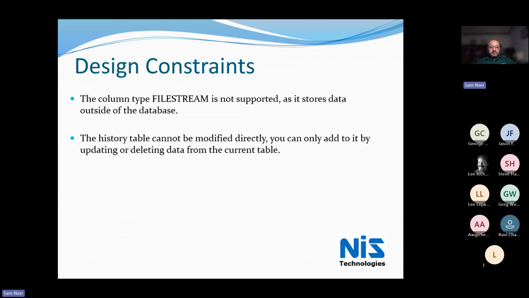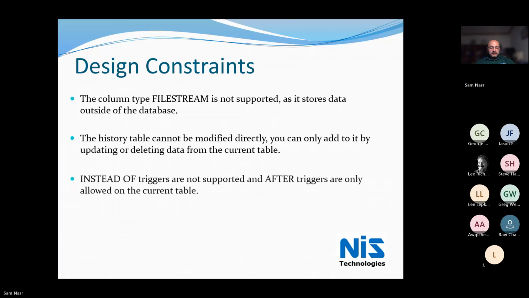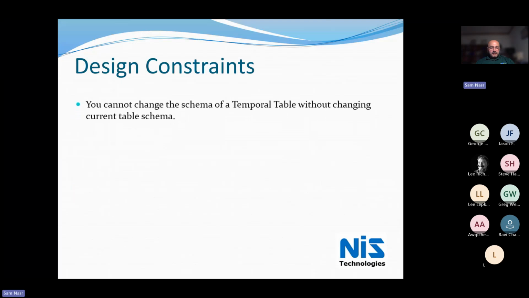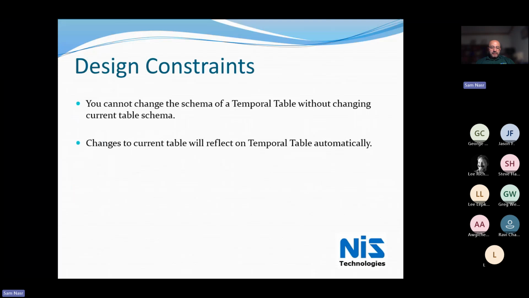As we mentioned, the history table cannot be modified directly. You can only add to it by updating or deleting from the current table. INSTEAD OF triggers are supported, and AFTER triggers are only allowed on the current table. Some design constraints: you cannot change the schema of a temporal table without changing the current table schema. As we had seen, the columns need to match one-to-one for both current as well as historical. And also, as we had seen in the demos, changes to the current table will automatically be reflected on the history table when versioning is on.